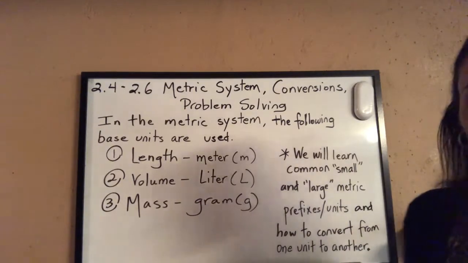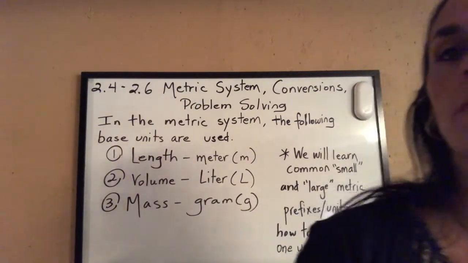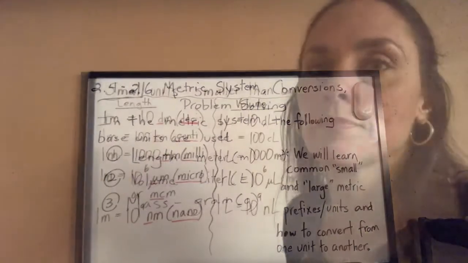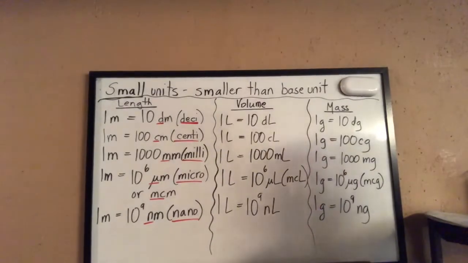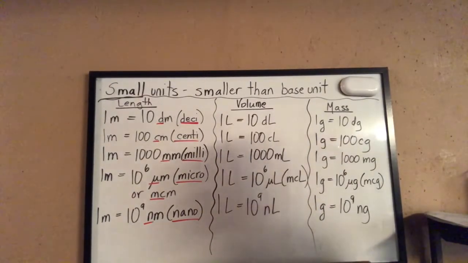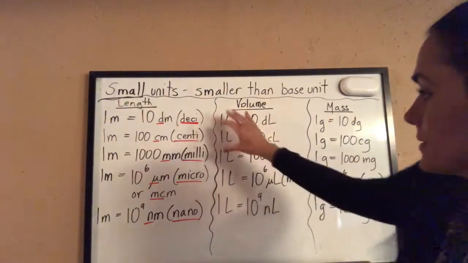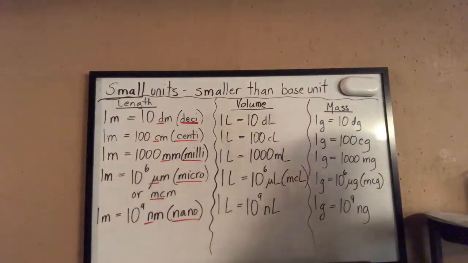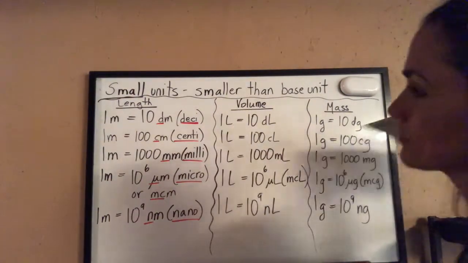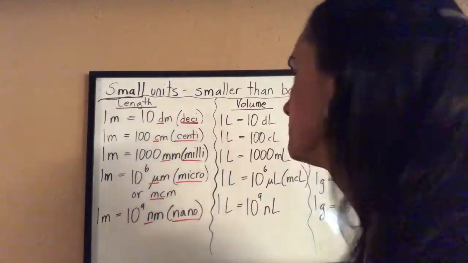Let's look at some of these units that are common in chemistry. Small units are smaller than the base unit of meter, liter, and gram. We're going to look at 5 small units. Okay. The book has a couple more, but we're only going to look at these 5 for Chem 110.